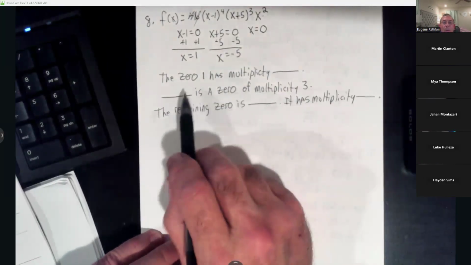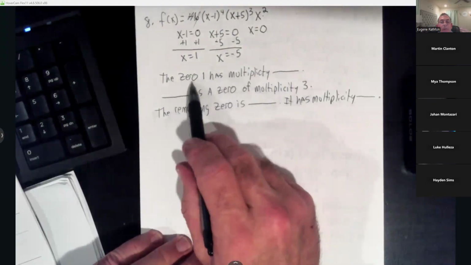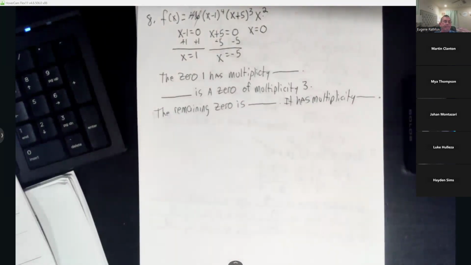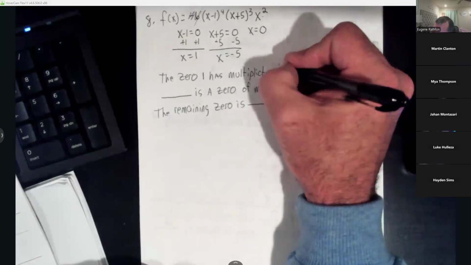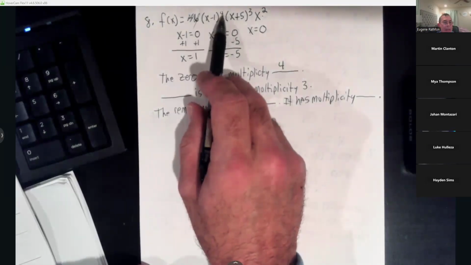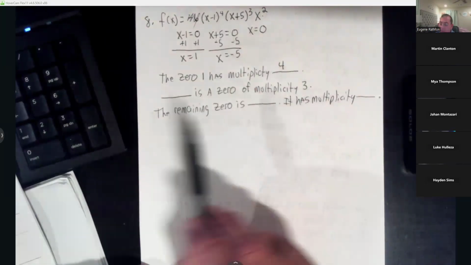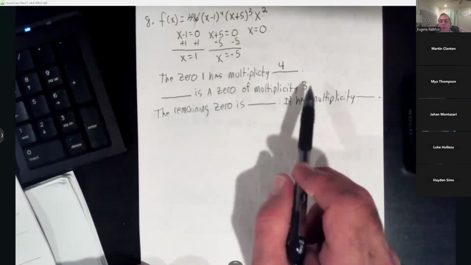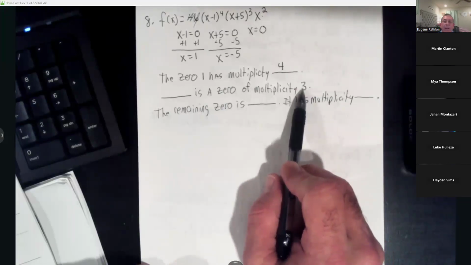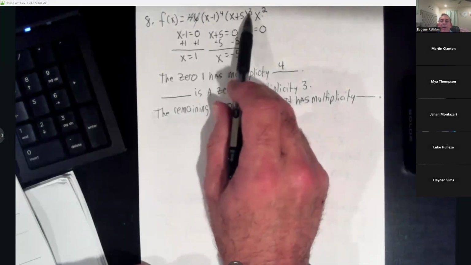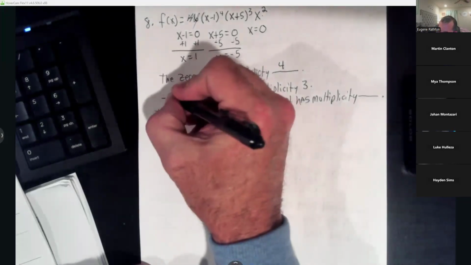So y'all, this is on y'all. Answer this first blank. The 0, 1 has multiplicity what? All right, Darren, good job. Definitely a 4 because they got the 1 from this factor and then had that exponent of 4. So then fill in this blank. Blank is a 0 of multiplicity 3. Whoa, that's fast, y'all. -5 was quick on that one. And there it is. -5 came from this factor that had a multiplicity of 3. Good job.